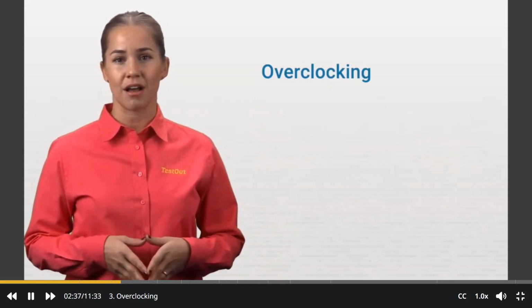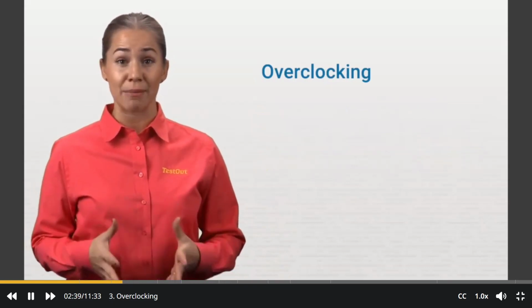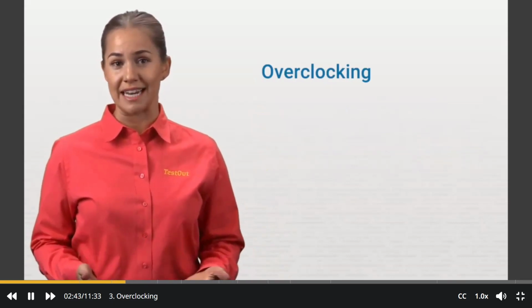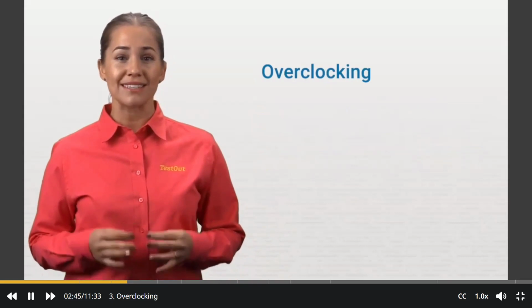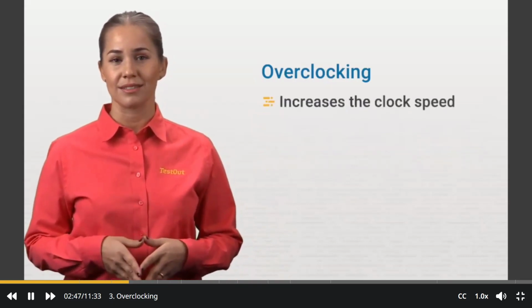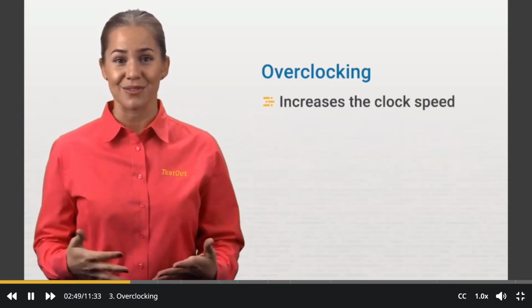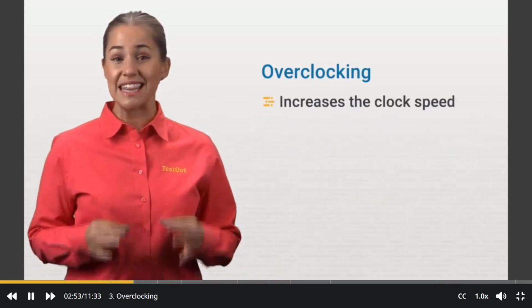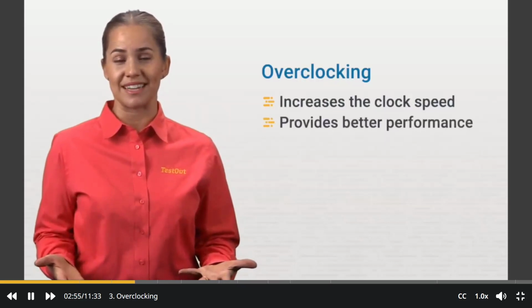Intel's Turbo Boost technology allows the processor to dynamically run above its rated speed. It also allows the CPU to overclock as needed. Overclocking basically increases the speed that the clock runs. Because the clock runs faster, the CPU, the memory, and the motherboard all run faster too. In theory, this provides better performance.